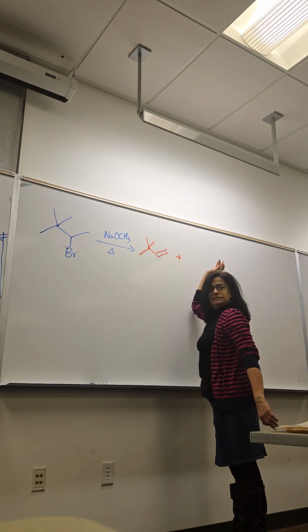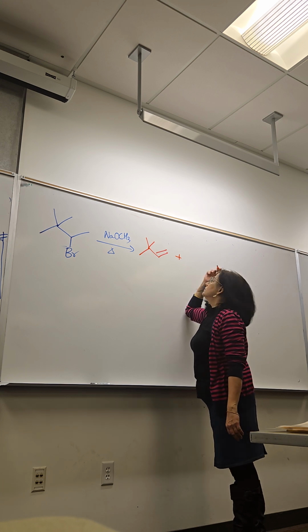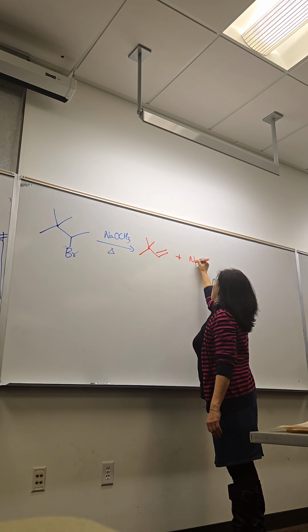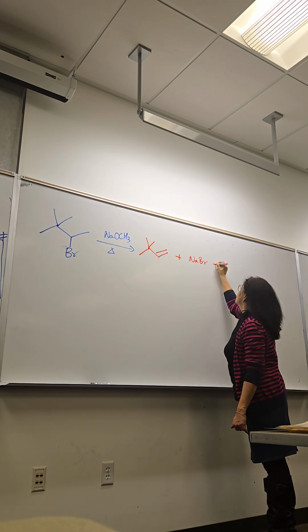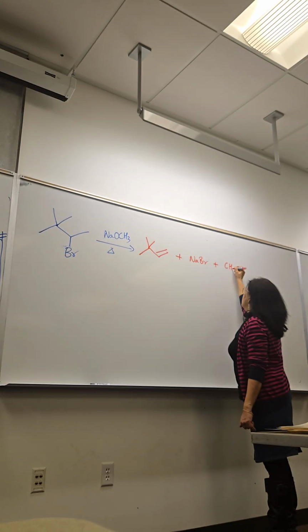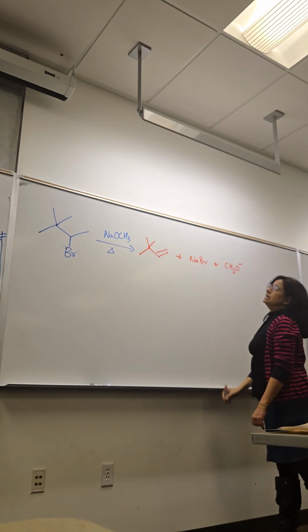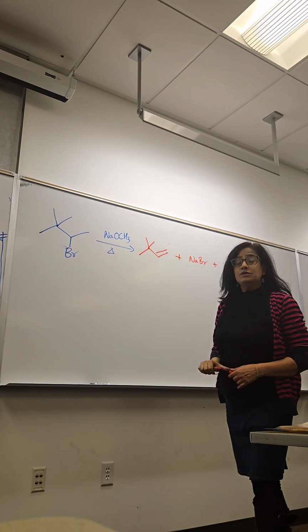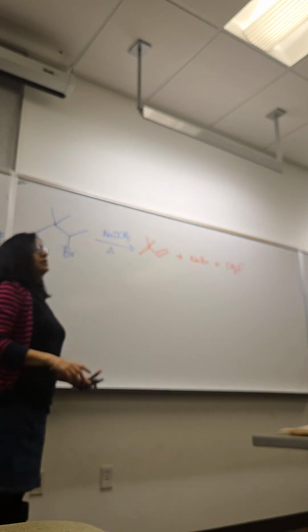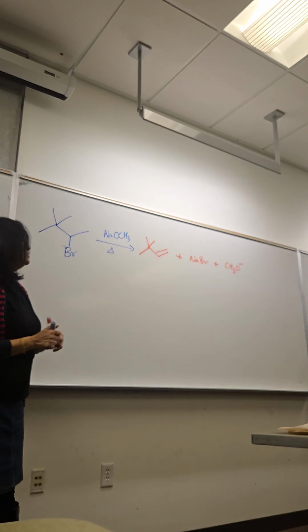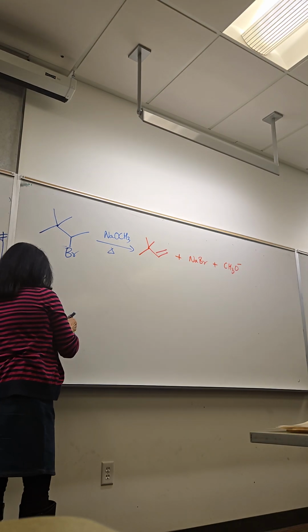Byproducts. NaBr plus OCH3 minus. Why OCH3 minus? Because it broke. But will it be minus? Methanol. Let's process it. When we write the mechanism, maybe we can go back and change that. So what's the mechanism here?